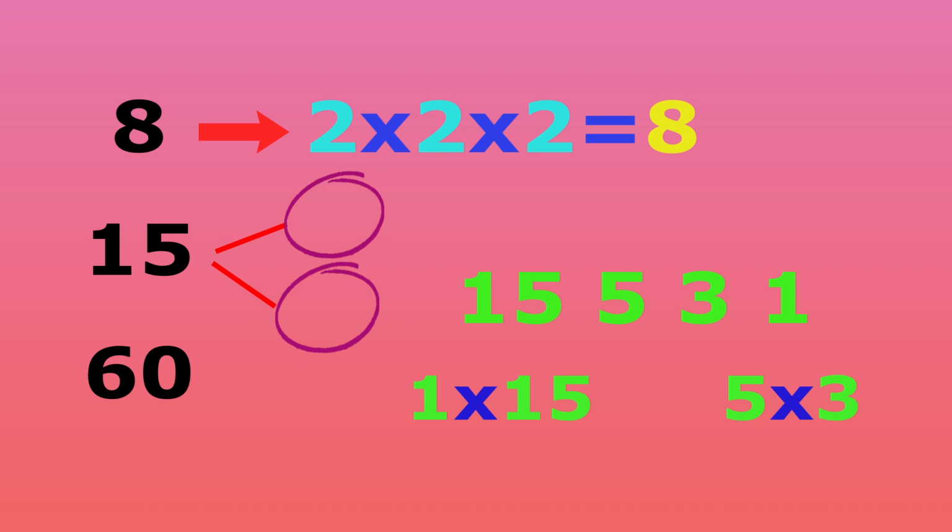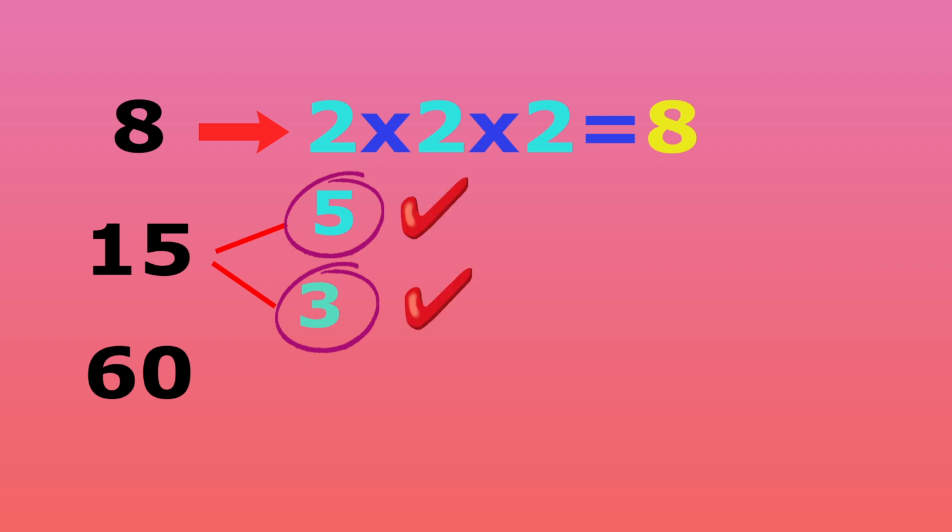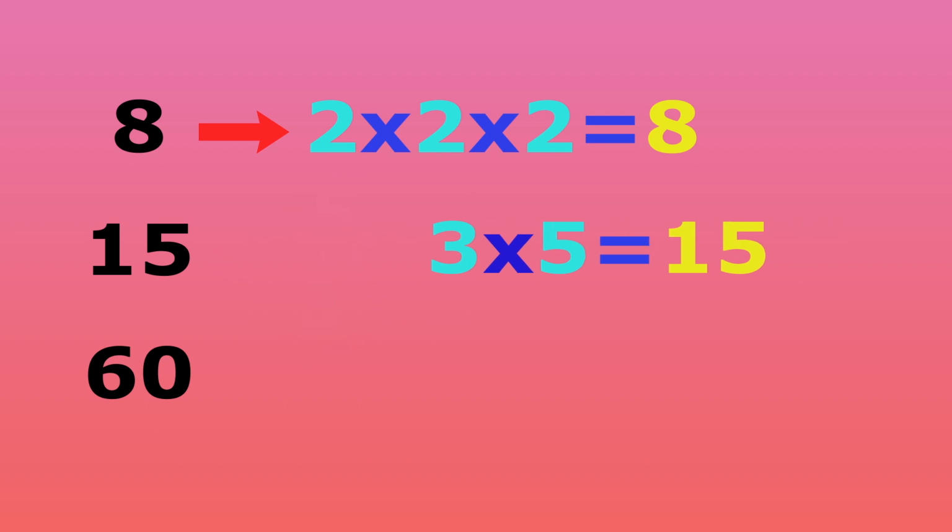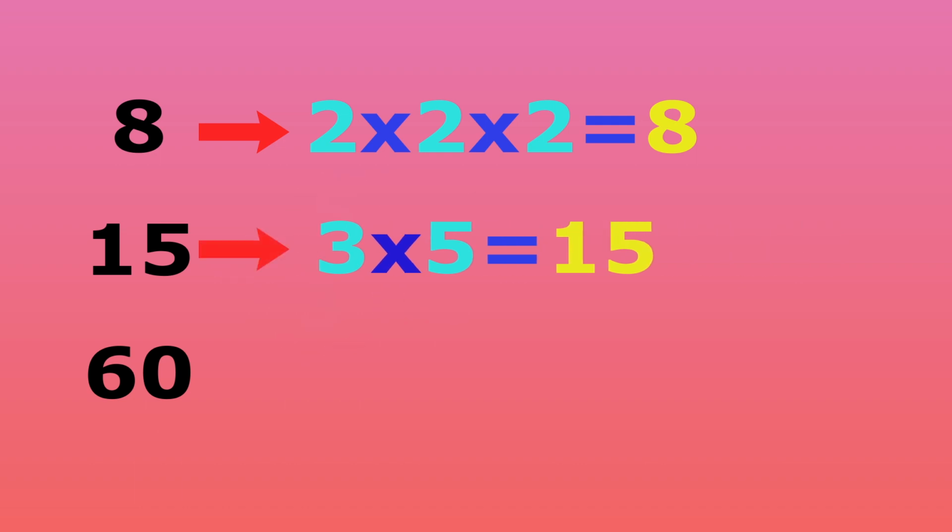So let's take the factor pair 5 and 3. Well, in this case, both 3 and 5 are prime, so they are already prime factors, and there is nothing to do but multiply them, giving 3 times 5 equals 15. So 3 times 5 is 15 expressed in prime factorization format.